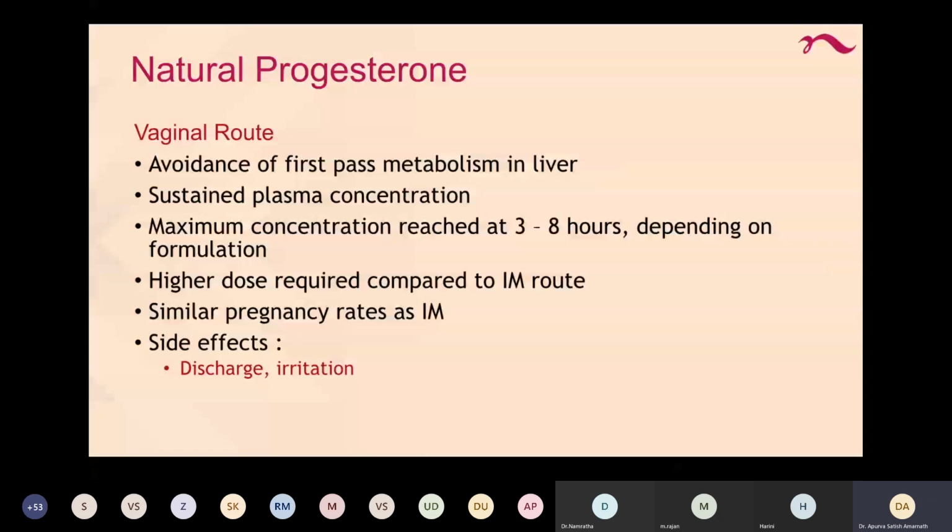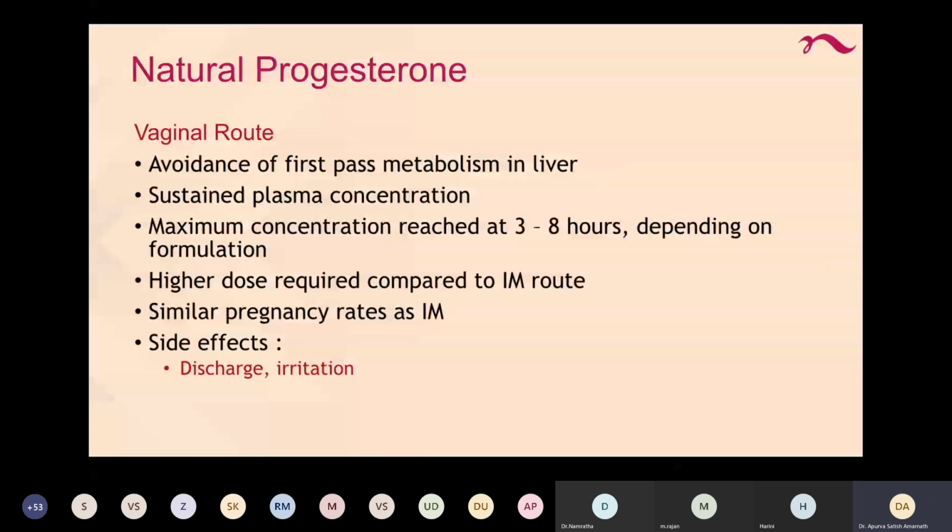So the advantages of using the vaginal route is it avoids the first pass metabolism in the liver. There is sustained plasma concentration. Maximum concentration is reached at 3 to 8 hours depending on the formulation, but a higher dose is required compared to the IM route, and it has similar pregnancy rates as the intramuscular route.